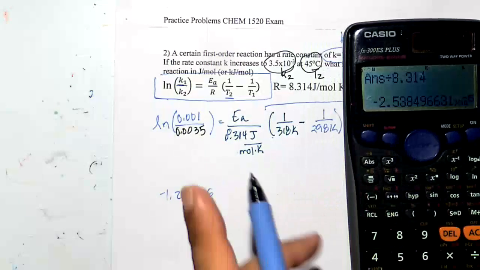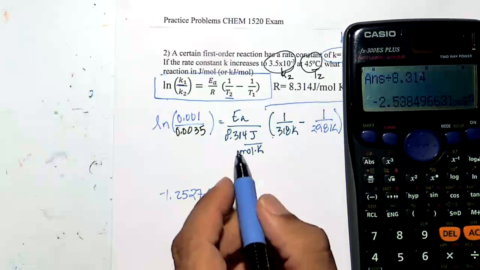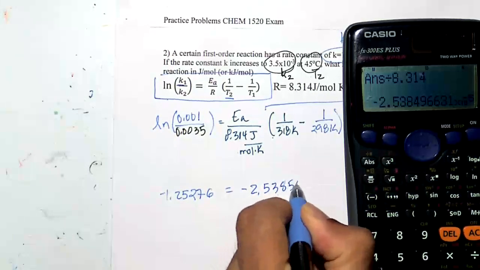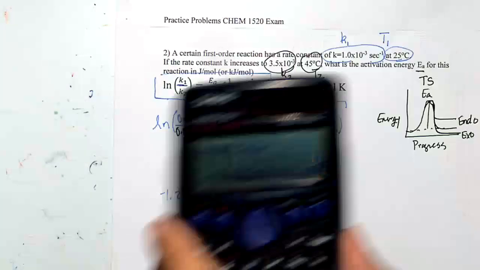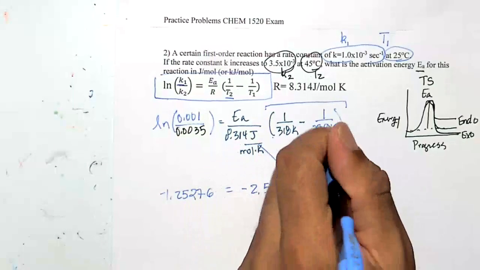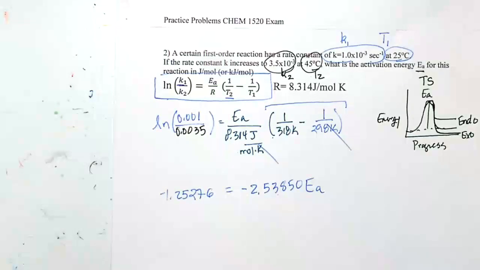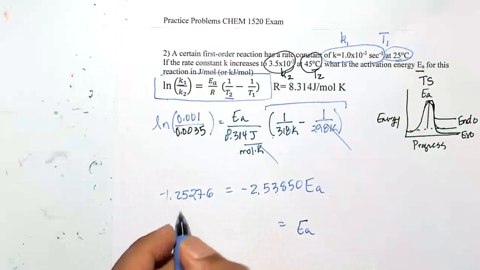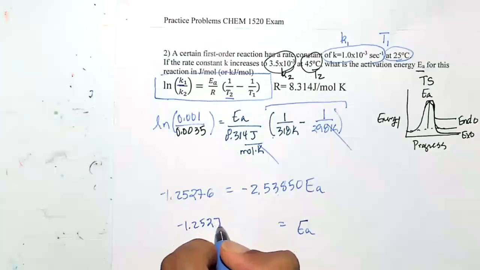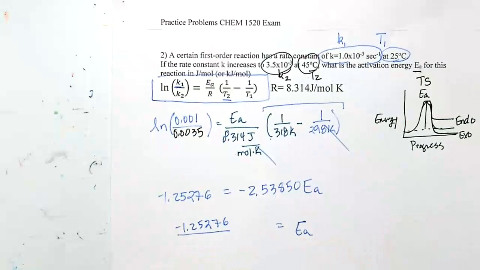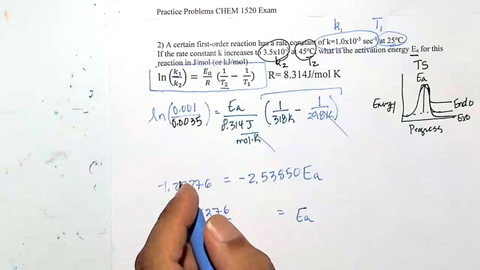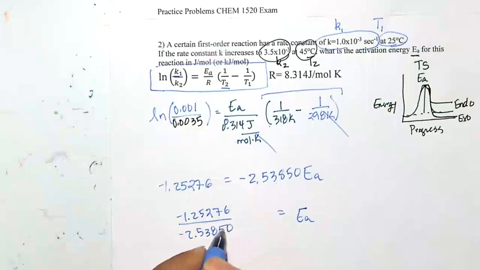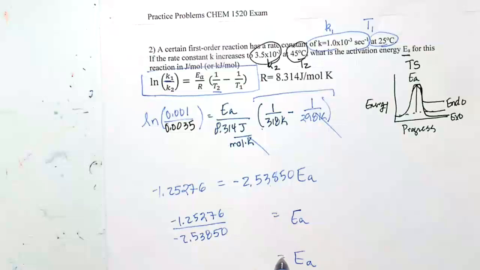Negative 2.53384, okay, anyways. Negative 2.53850 EA. Okay. EA. Right, so our EA here is going to be negative 1.25276 divided by negative 2.53850. Okay, I'm going to put the units later.